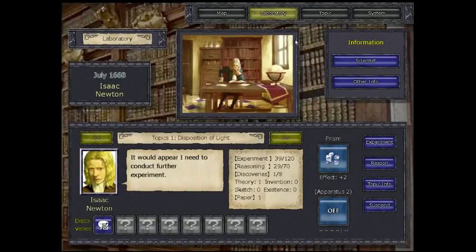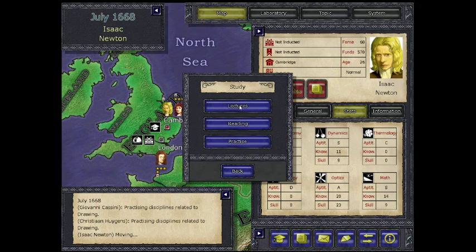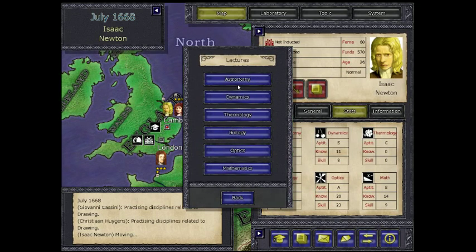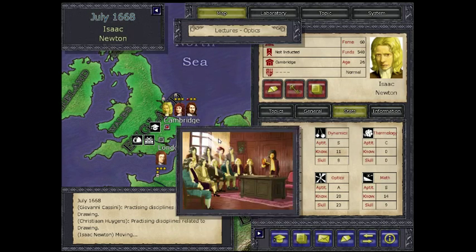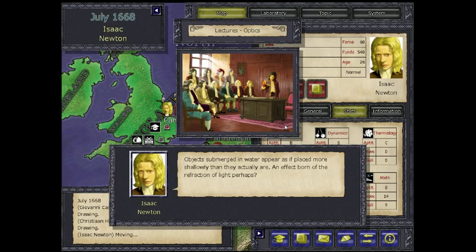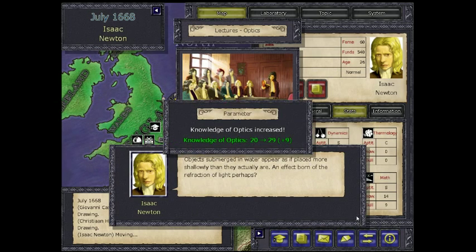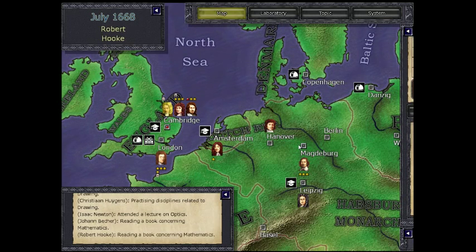Let's attend the lecture. And I could also practice. Does improve your skills, I believe. Attend the lecture in optics requires money. That's the one problem with attending lectures. Alright. Looks like we already had that theory, but knowledge of optics went up 9. That's pretty good. The lecture was better than the book.